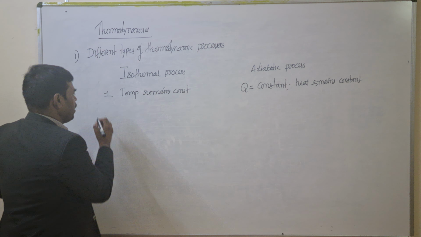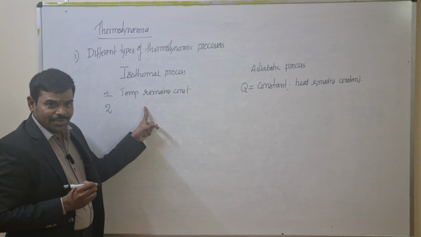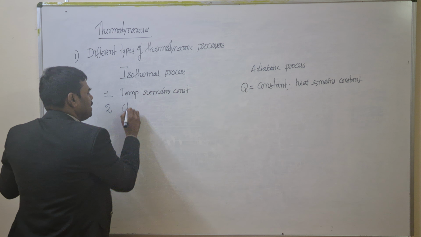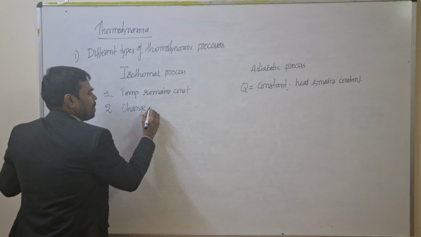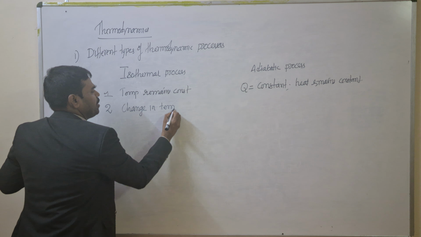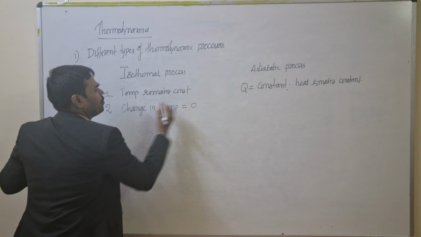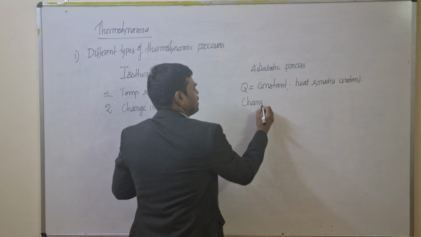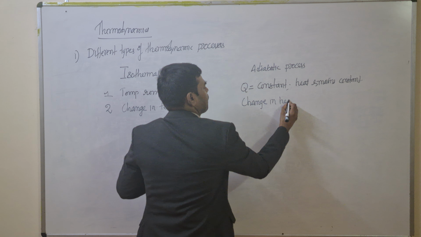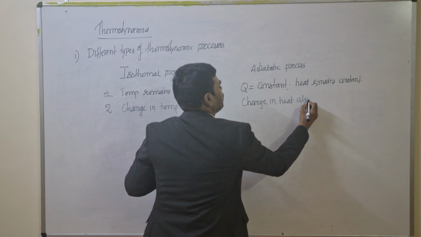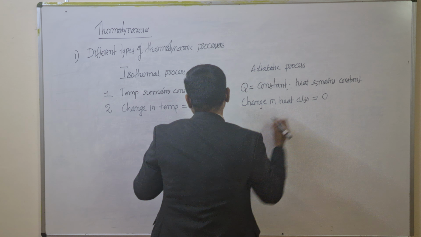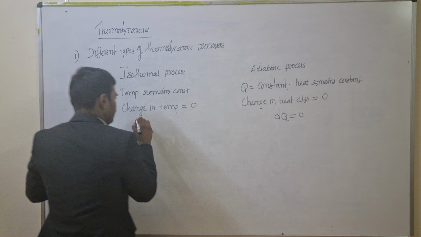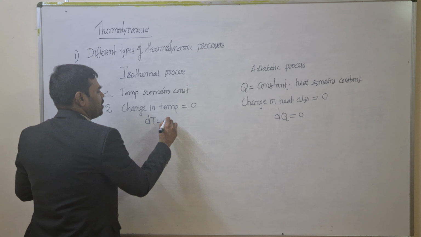Now, the second point is, if temperature is constant, as per differentiation, what is the change in temperature? Change in temperature is equal to 0. Similarly, change in heat in the adiabatic process also is equal to 0. That is, dq is equal to 0. Here dT is equal to 0.